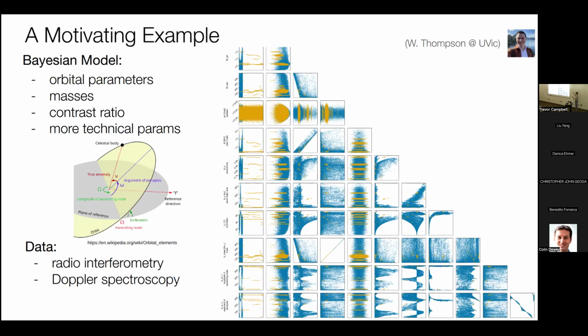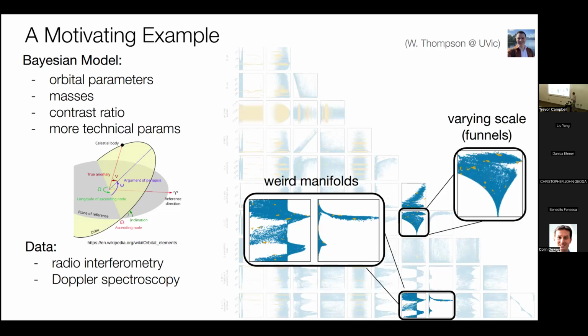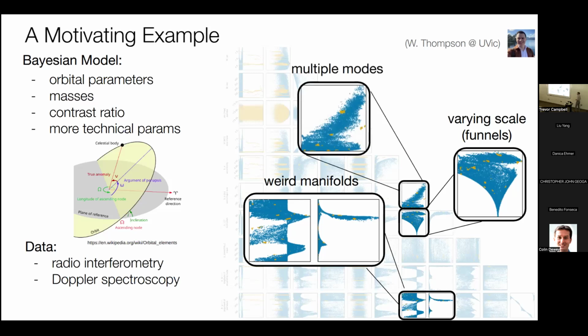And what you can see from this is that it's a disaster. This posterior is messy. We have weird manifold structures being caused largely by these angular orbital parameters. We have multi-scale behavior, varying scale. These are funnel shapes, so the variance of one parameter depends pretty strongly on another parameter. And we have multimodality. If you cut off one of these data sources, specifically the Doppler spectroscopy, and just use the interferometry, you get two plausible scientific explanations for what this system is doing. You need to combine both of these heterogeneous sources of data to narrow it down to one.